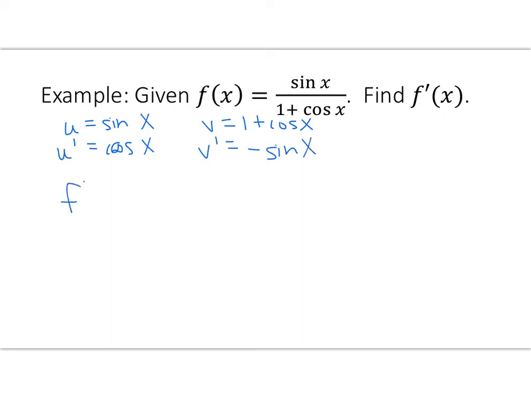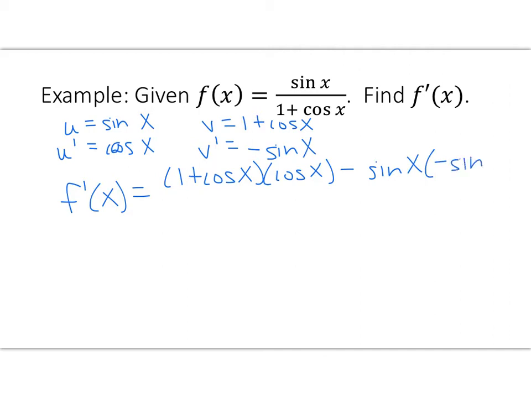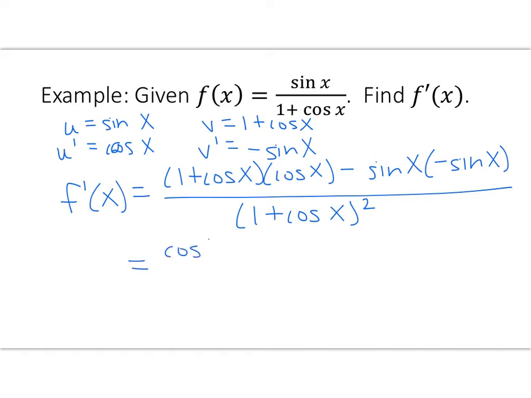So to get my derivative, f prime of x, that's low, 1 plus cosine x, d high, so the derivative of the high was cosine x, minus high, sine of x, d low, which is negative sine x, all over the low, 1 plus cosine x, squared, right? Low d high minus high d low, over low squared. It's my yodeling time. All right, so now I have cosine x plus cosine squared x plus sine squared x all over 1 plus cosine x squared.